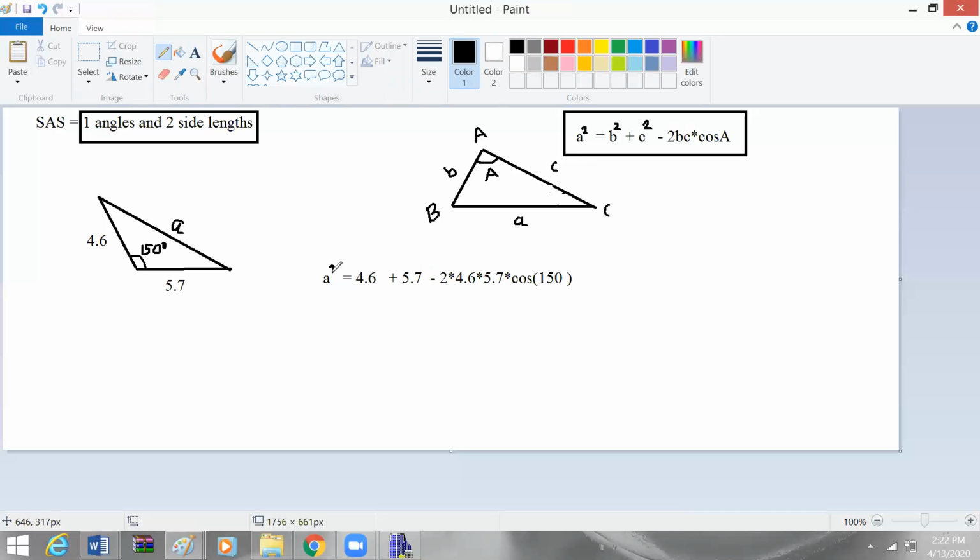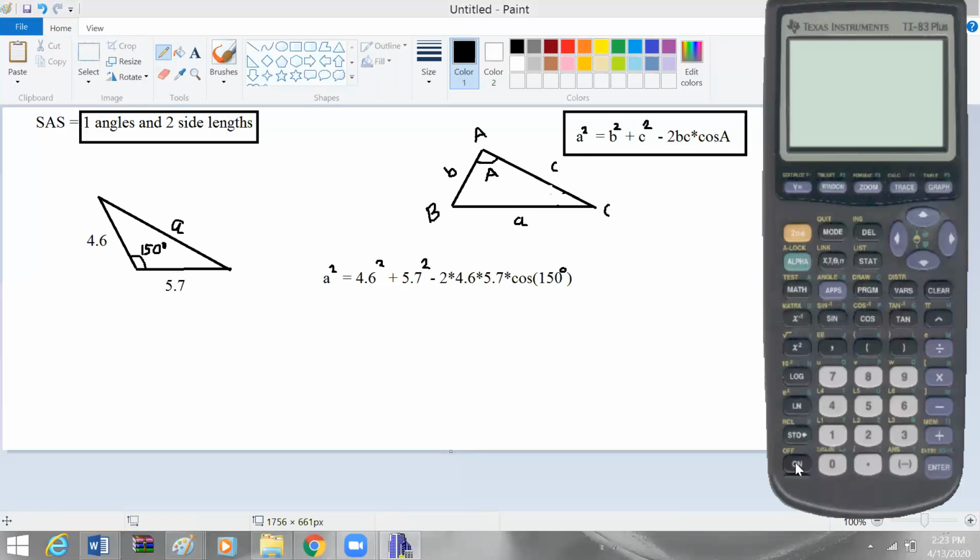So that'll be a squared equal to b squared plus c squared minus 2ab times cosine of 150 degrees. And so we're going to use a calculator for that. In this case, we're going to take 4.6 squared plus 5.7 squared minus, so this one is subtract, 2 times 4.6 times 5.7 times cosine of 150 degrees.